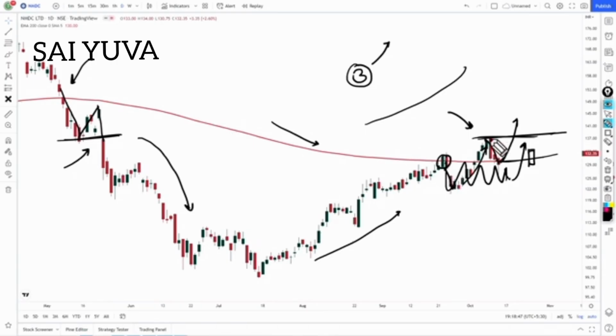The other 2 cases are for declining moving average. If it retests or consolidates and breaks, then we plan for a reversal. I hope you have seen both the cases carefully.